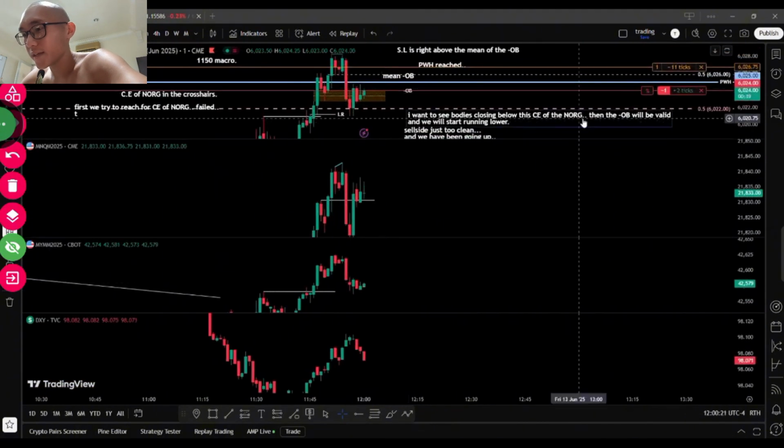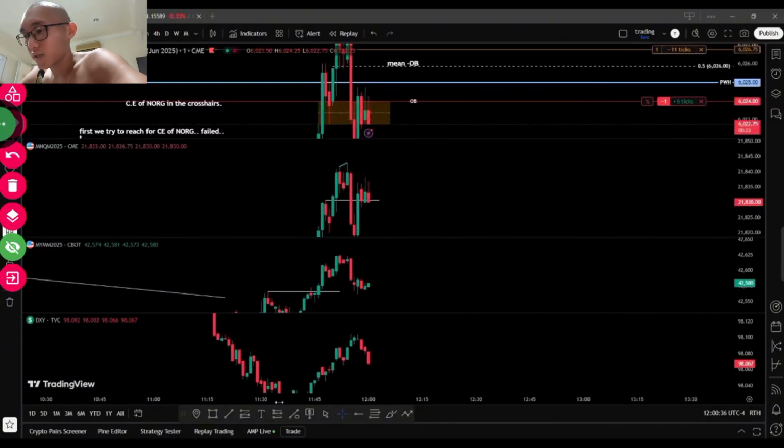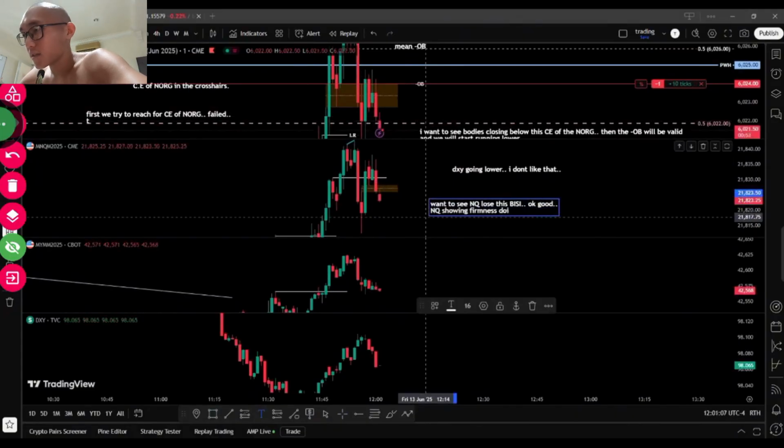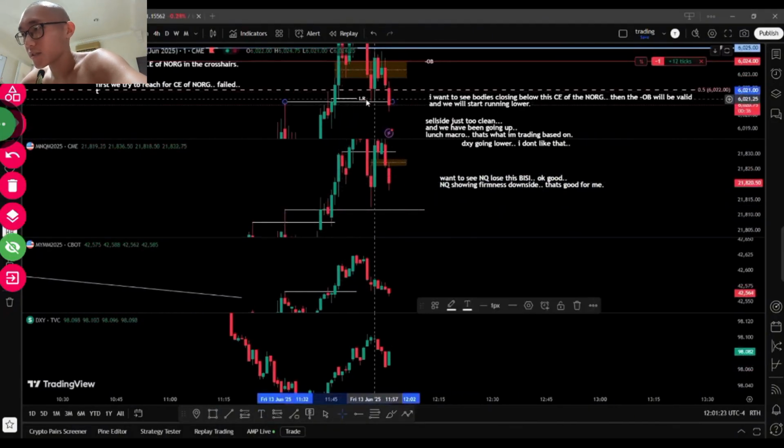And definitely, I won't like if price. Okay, dollar going lower. So dollar going lower, that's not telling us a good thing. Okay, but nice selloff to the downside.